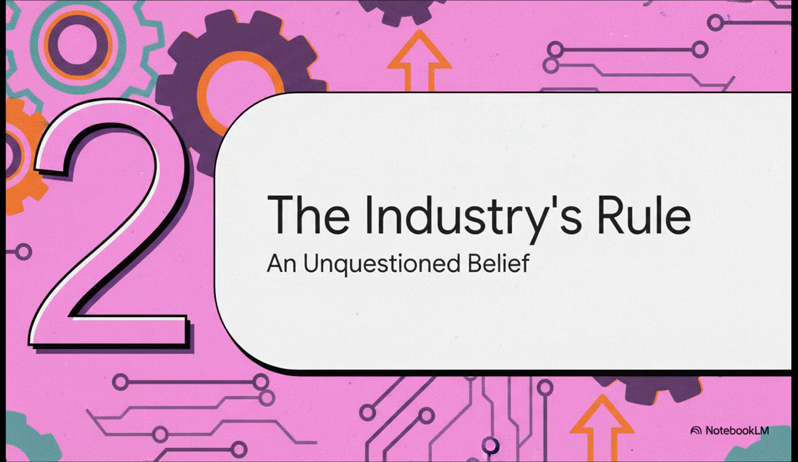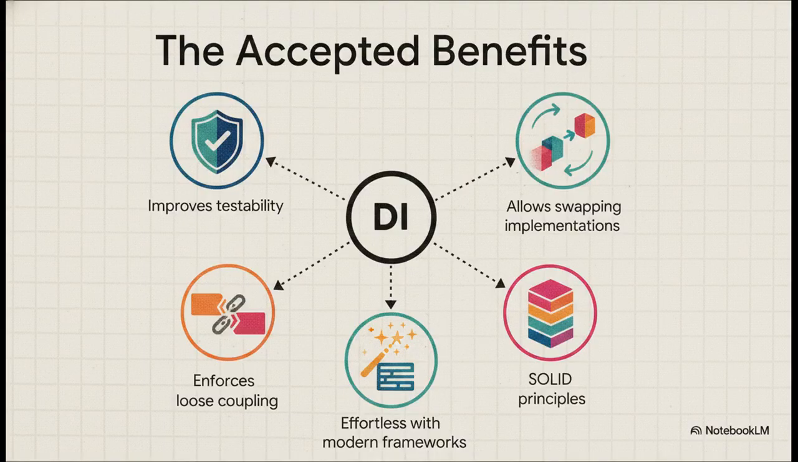Okay, so if it can cause all these problems, why is dependency injection treated like this unquestioned golden rule in our industry? Well, to be fair, its reputation is built on some pretty solid foundations. And we all know the accepted benefits, right? It makes testing way easier because we can just inject mocks, it helps enforce loose coupling, it lines up perfectly with SOLID principles, and lets us swap out implementations without ever touching our core business logic. Plus, with modern frameworks, it all feels kind of magical and effortless.